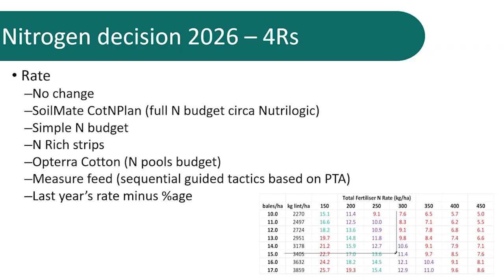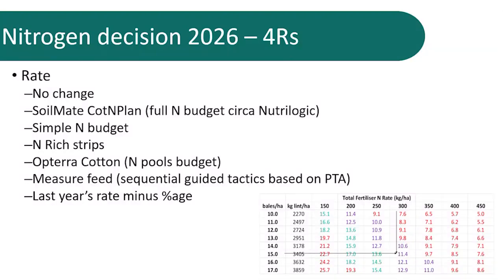You can use a decision support like Soilmate, which is basically the same as Nutralogic used to be, and it'll give you a budget. We can do a simple budget. You can use enriched strips if you want to go that way, and remote sensing. You can use a pools budget. You can use a measure and feed approach. So put a little bit on, use plant tissue to guide tactics based on what you should do next for the next irrigation cycle, or you can use last year's rate minus a little bit.